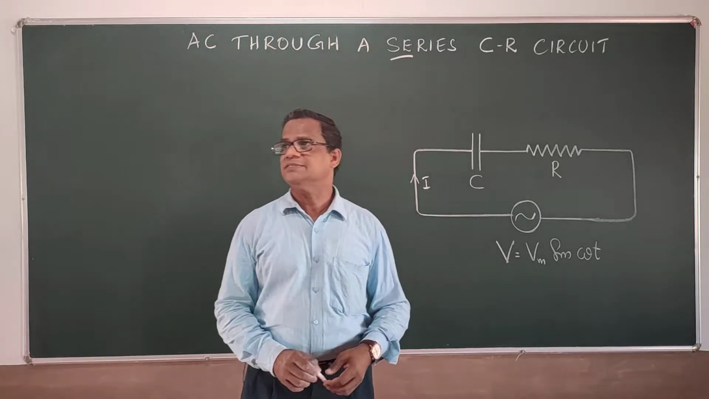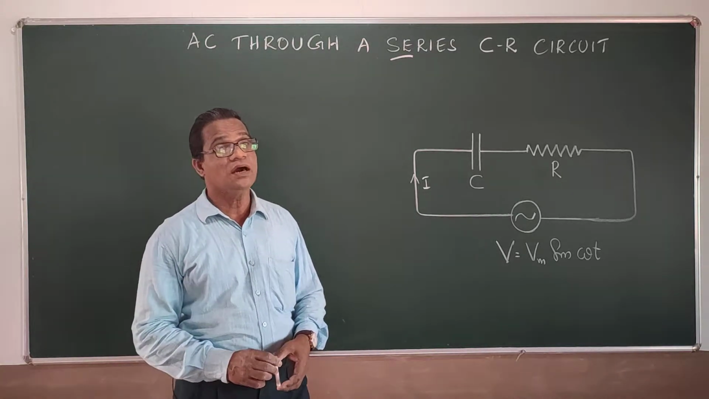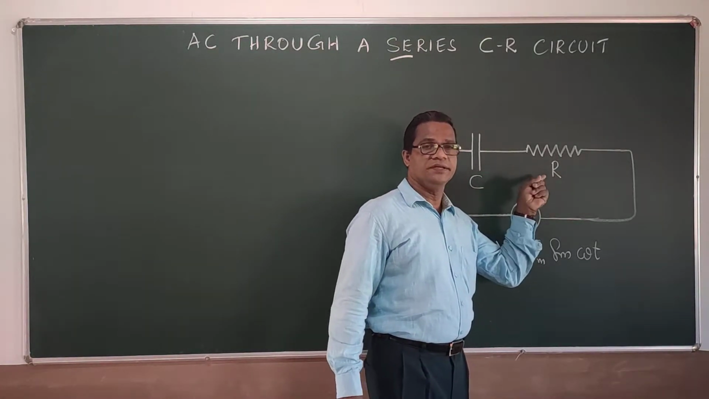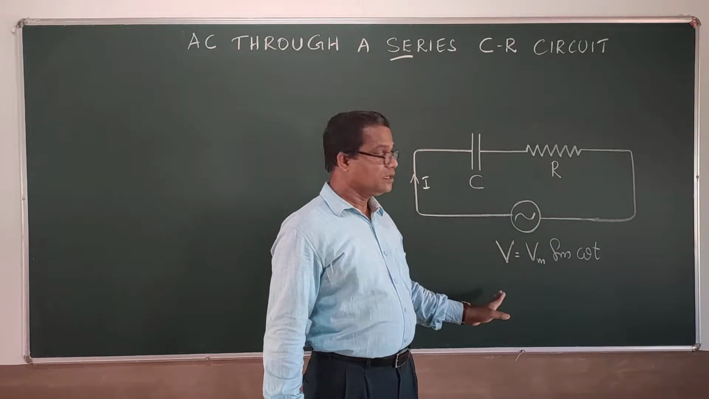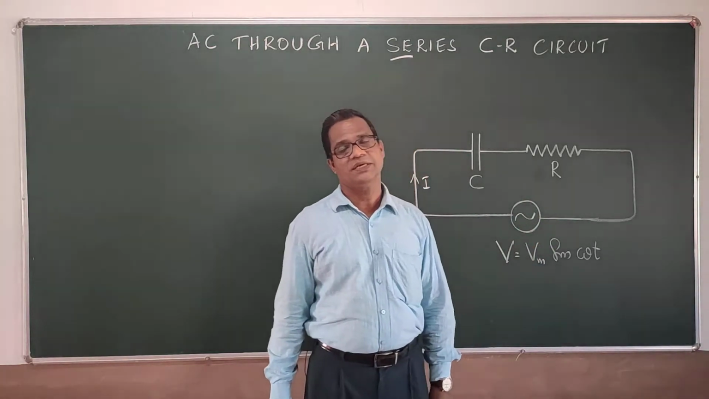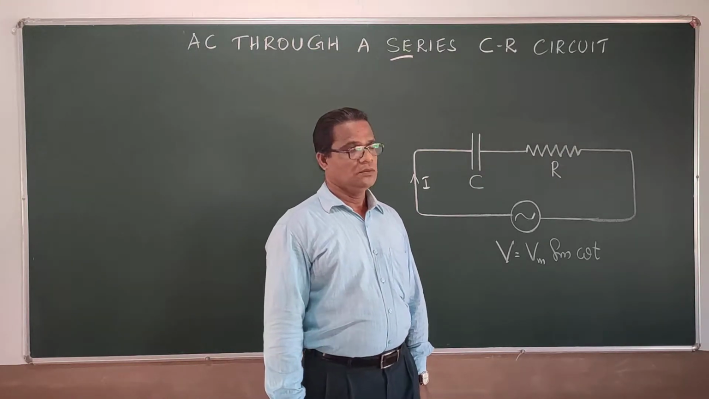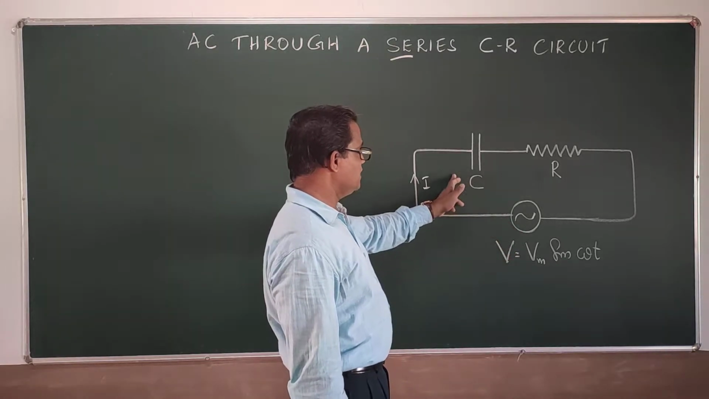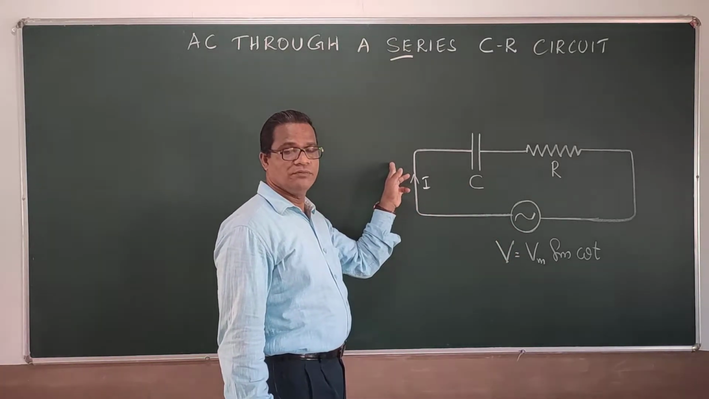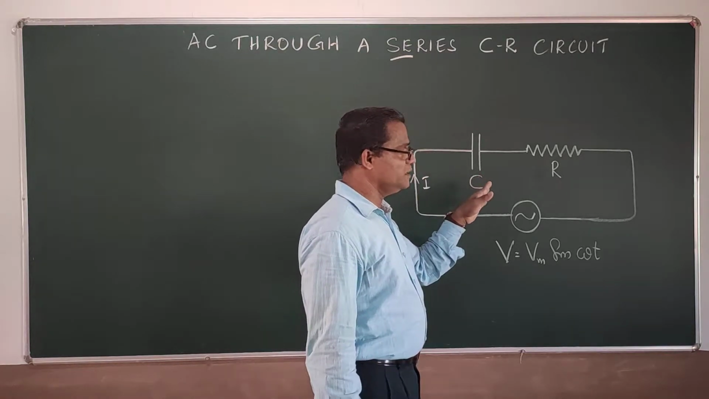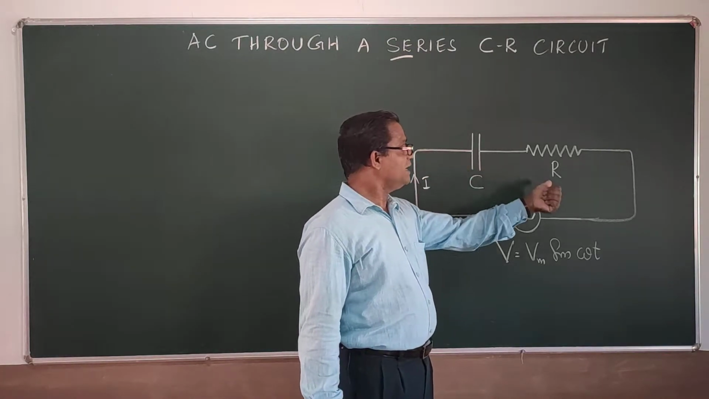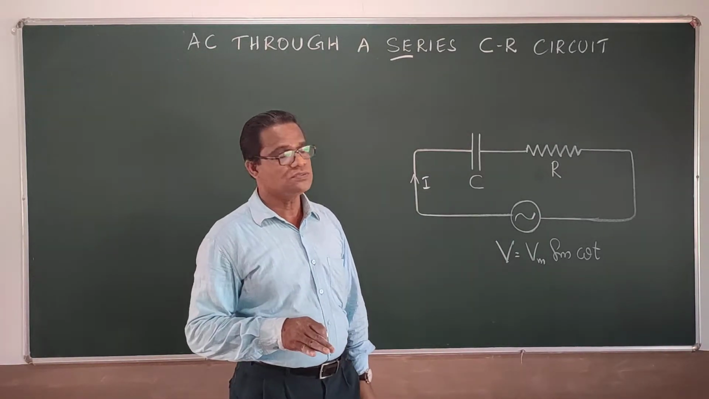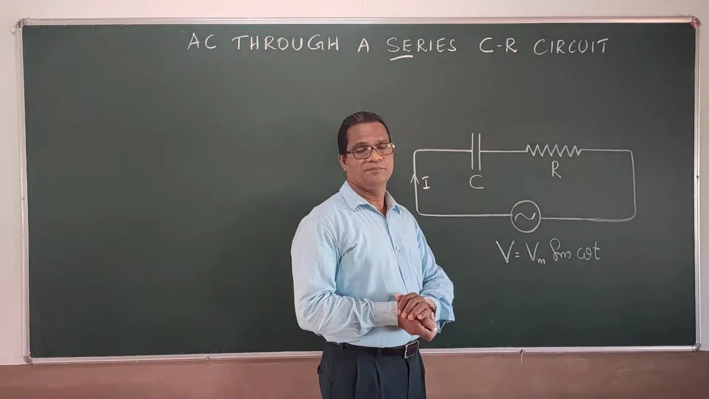In this video, we discuss the series CR circuit, that is a capacitor and a resistor in series across an AC voltage V equal to Vm sin omega t. So when the instantaneous voltage V is applied across these elements, there is an instantaneous current flowing. At any instant, the current through the capacitor and the resistor will be the same along the same direction because they are in series.